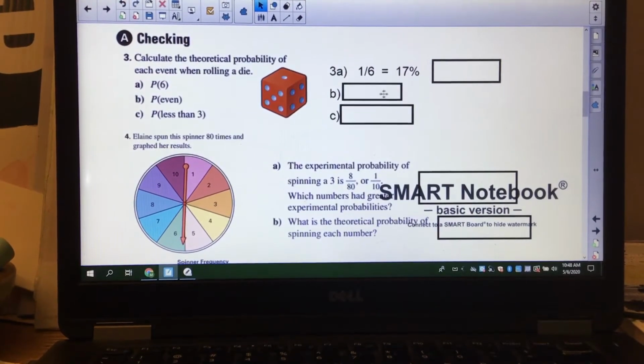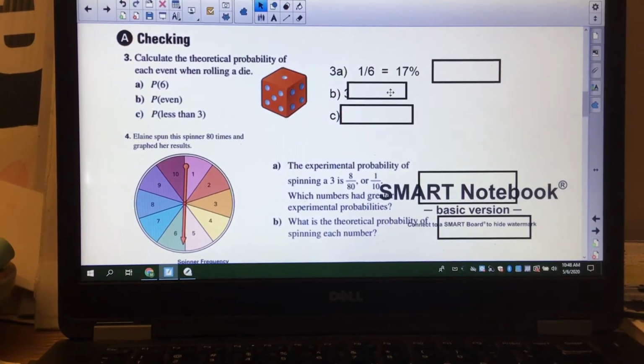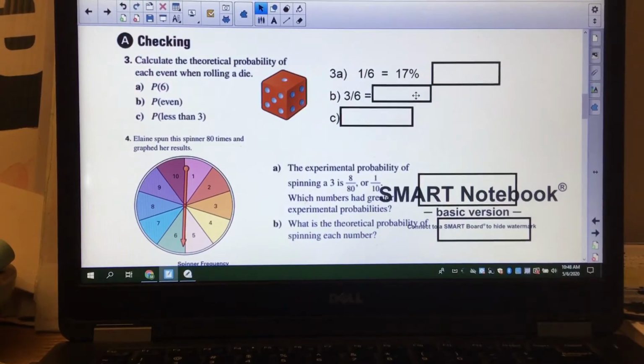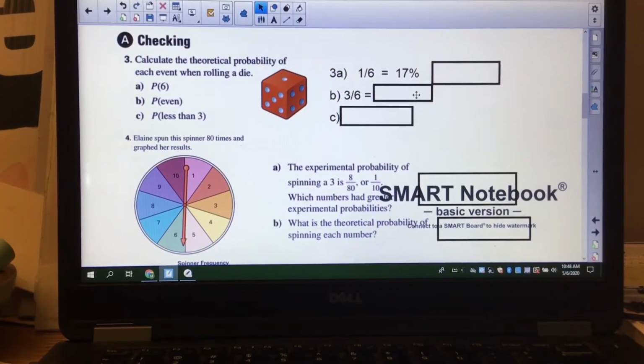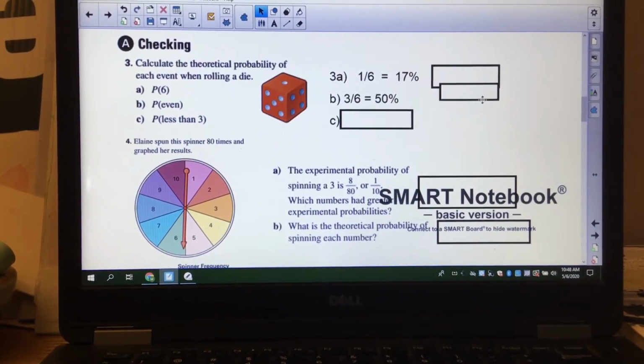Let's take it up. For B, the probability of the number being even is 3 out of 6, because 2, 4, and 6 are even numbers. So we have 50%.